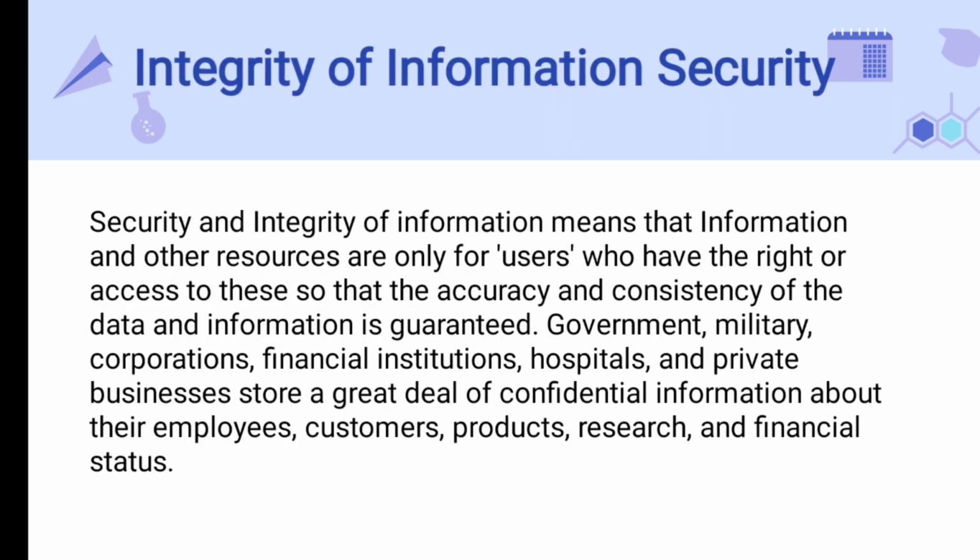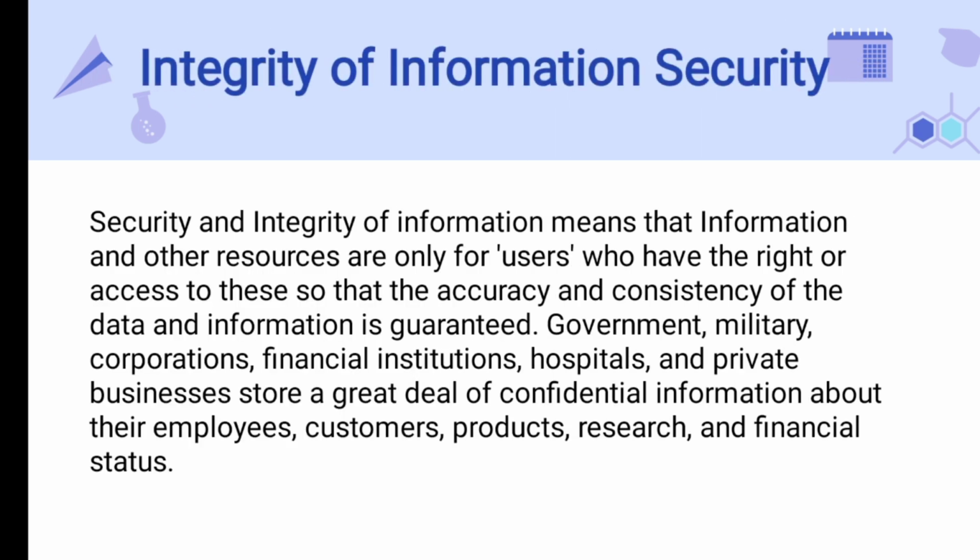Next, integrity of information security. What does information security mean? Protecting the data, information or information system from unauthorized access, use, disclosure, disruption, modification or destruction. Information integrity, or data integrity, refers to the verification that data is correct, accurate and consistent. Security and integrity of information means the information and other resources are only for users who have the right of access, so that the accuracy and consistency of the data and information is guaranteed.